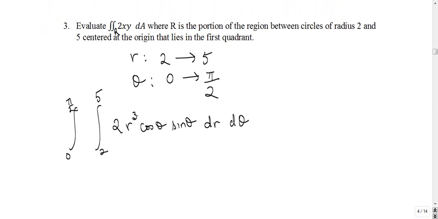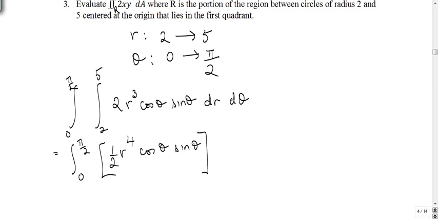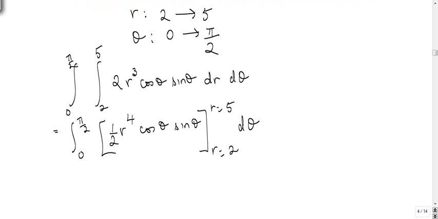All right? Now, let's integrate that. So we're first integrating with respect to r. What's that? So we're integrating r cubed, right? So that's r to the 4th divided by 4. So that's a half cosine theta sine theta, r goes from 2 to 5, d theta. Okay? Uh-oh, okay, we have a little calculation to do here, you know.